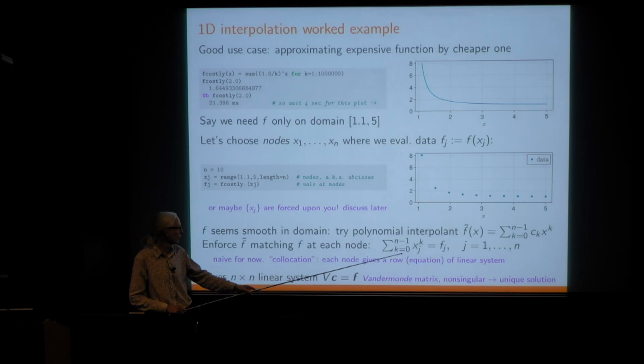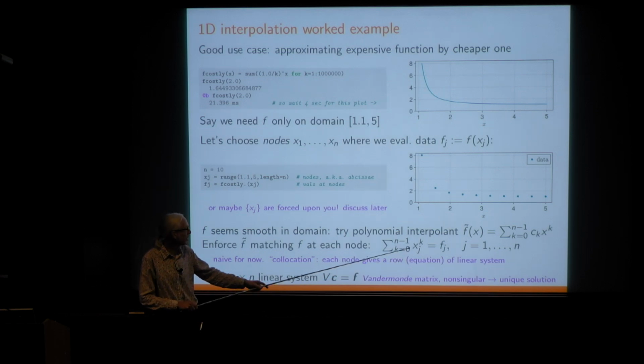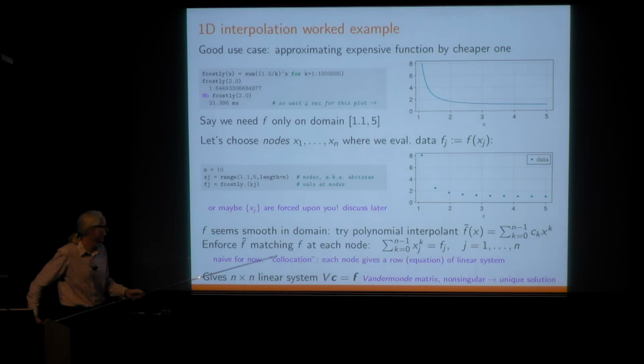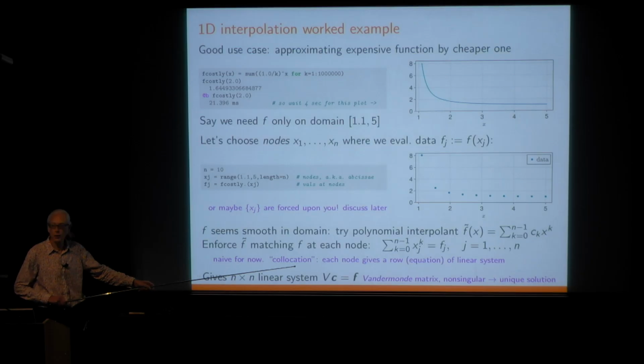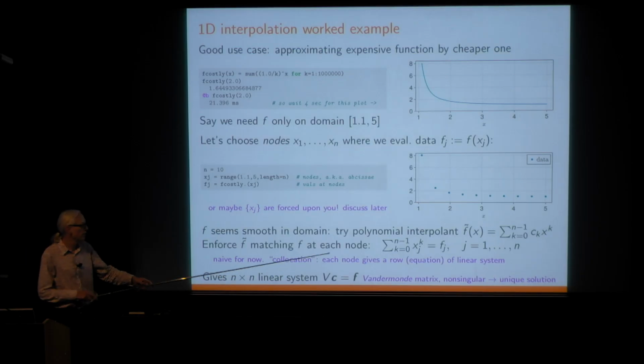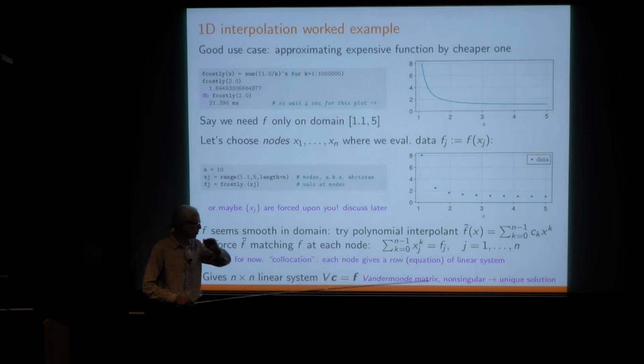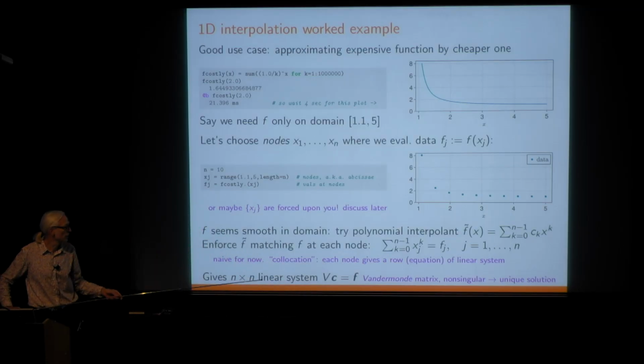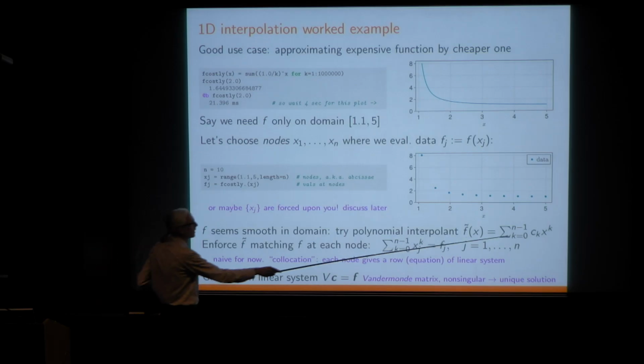And so if we do that, oh, sorry, I seem to have missed off the c's here. There should be a c_k there. You just write down f tilde of x_j equals f_j. Another word for this is collocation. Each node gives you a row of a linear system. And there are n nodes and n unknowns, which are the c_k coefficients.